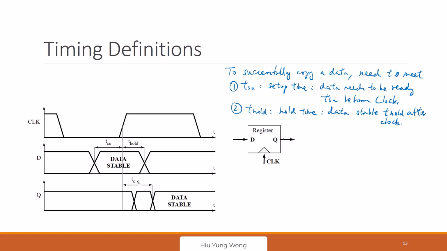And then another quantity we always see is TCQ. TCQ means clock to Q. It means do not expect me to copy immediately. It's like the bureaucracy in some organization. You give me the data, it takes me TCQ to be available. So don't think that I'm ready at this time and take the data for computation. Wait for at least TCQ before you take the Q for computation. Is this okay?